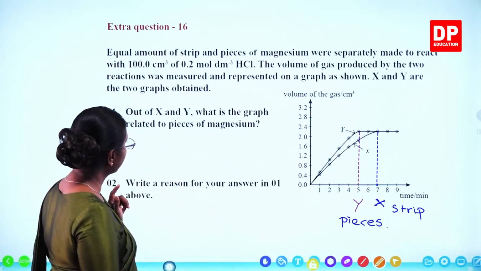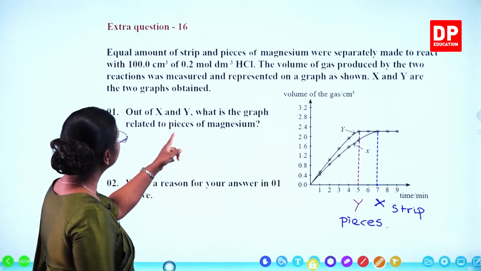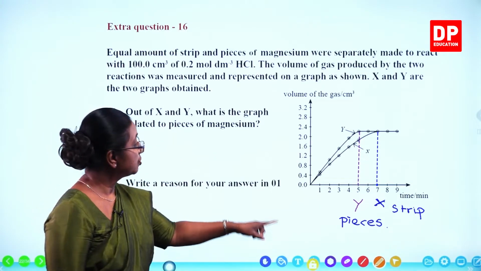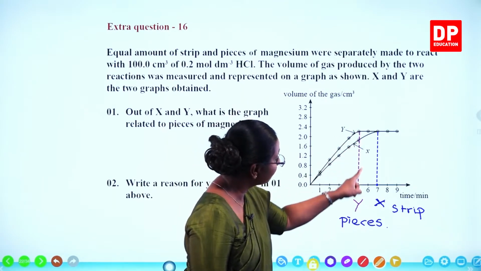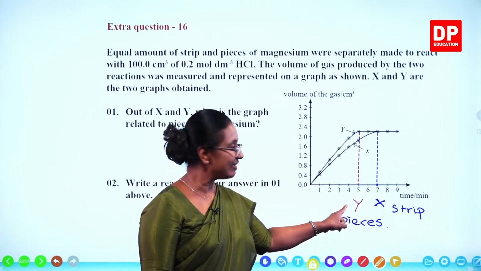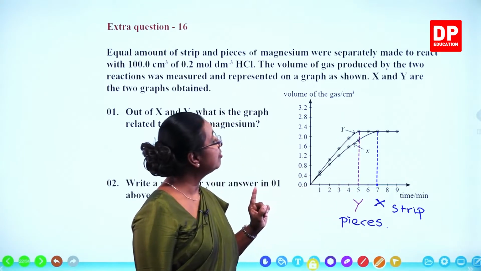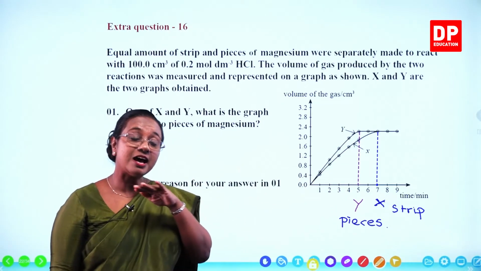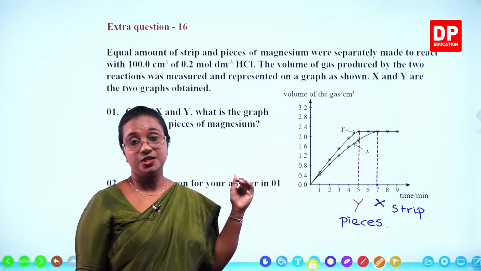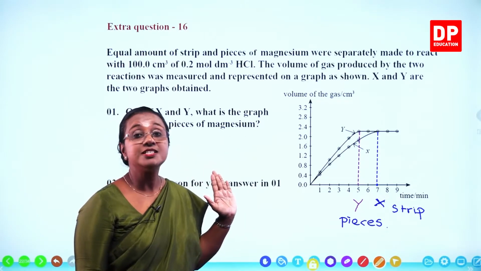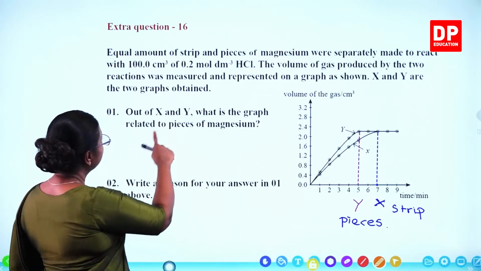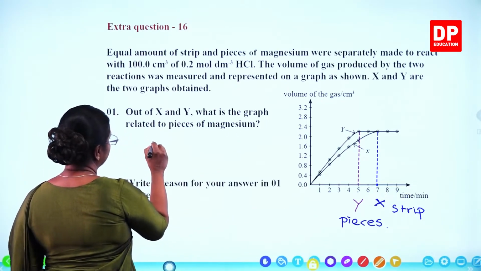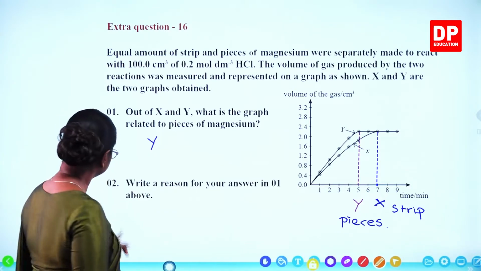Out of x and y, what is the graph related to pieces of magnesium? So we have identified y. Why? Because y, after the end of 5 minutes, the amount of gas is collected and thereafter the volume of gas is constant. So that means it has reached completion of the reaction. So therefore y has to be related to pieces of magnesium.